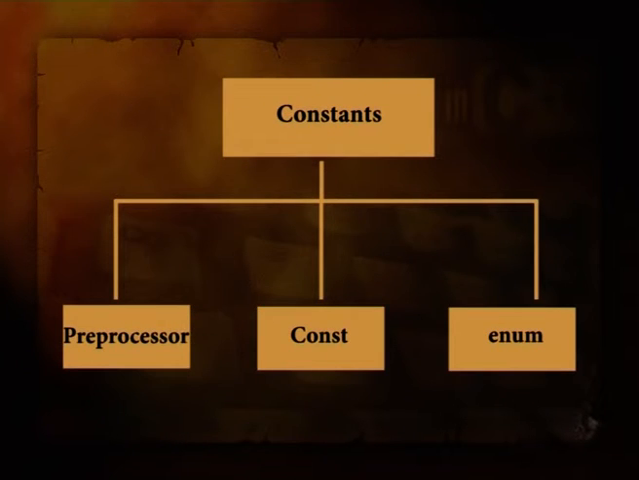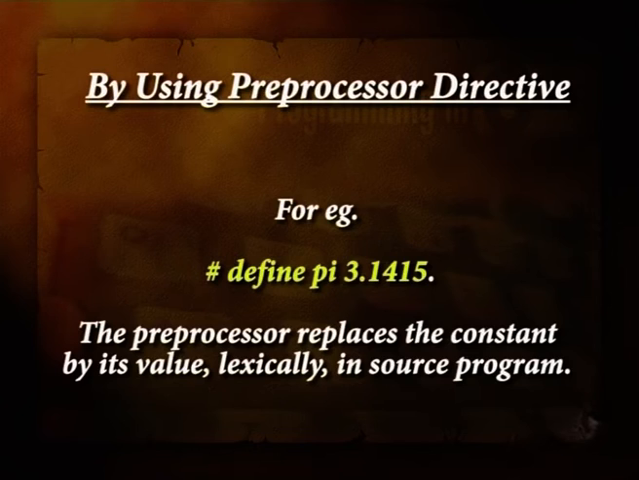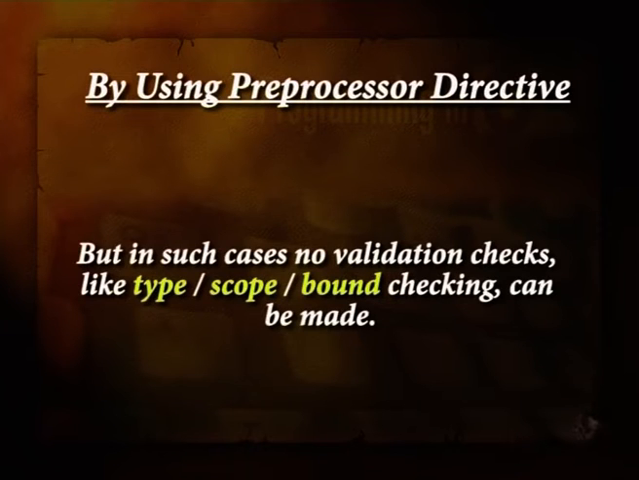There are three ways to represent constants. First, by using preprocessor directives. For example, hash define pi 3.1415. The preprocessor replaces the constant by its value lexically in the source program, but in such cases no validation checks like type, scope, bound checking can be made.